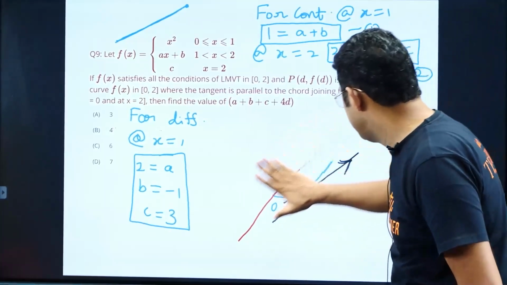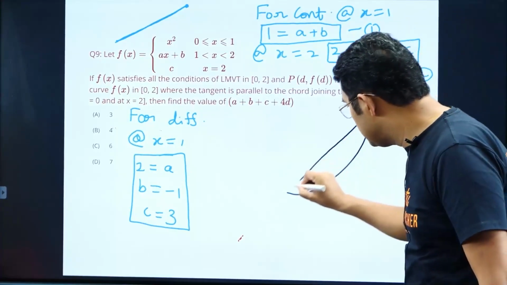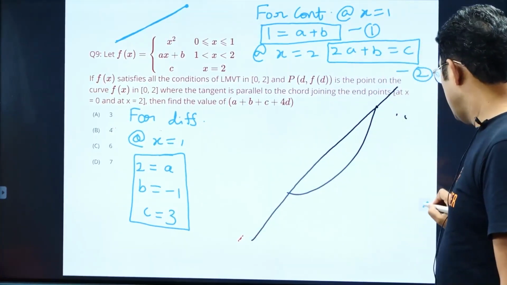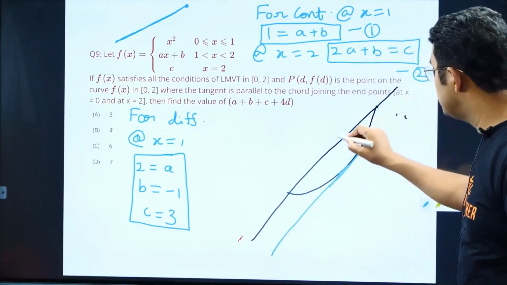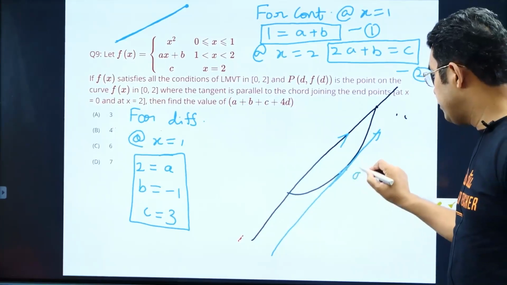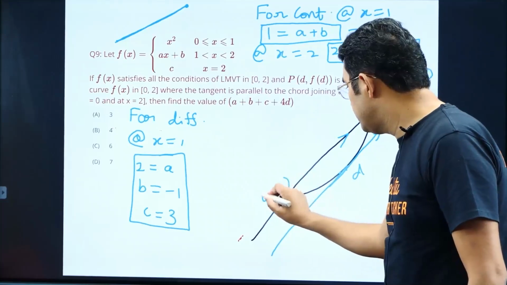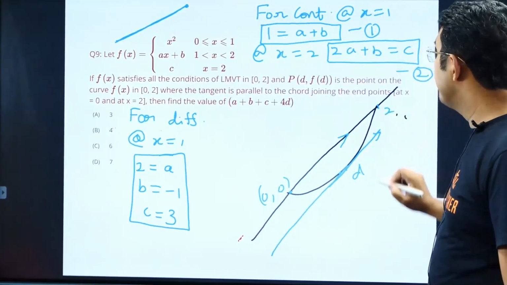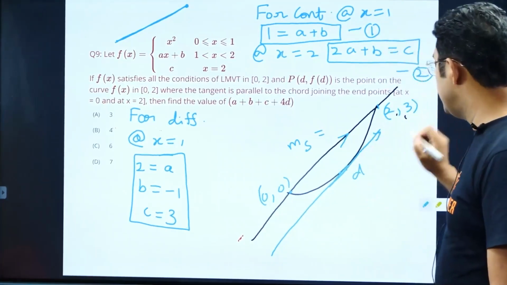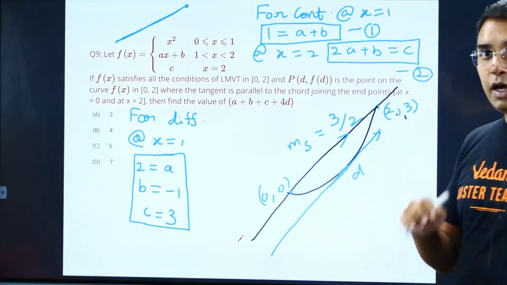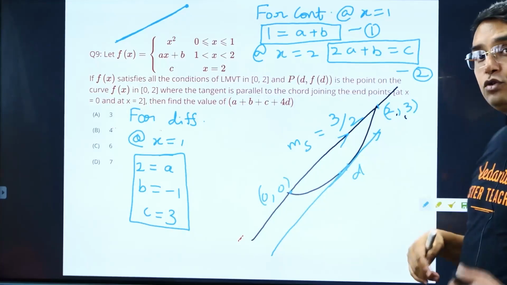Let me make it again. What I am saying here is that this is my graph. Joining these endpoints will give you the secant, and there will be a point somewhere here where the tangent will be parallel to this secant. Now I think it is fine, and we have to find this d. Now how to find this? First of all, the endpoints are (0, 0) and (2, 3), where the c value is 3. So the slope of the secant will be 3 upon 2 only.